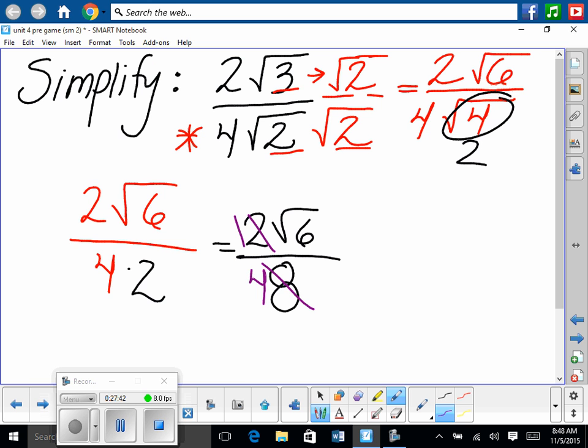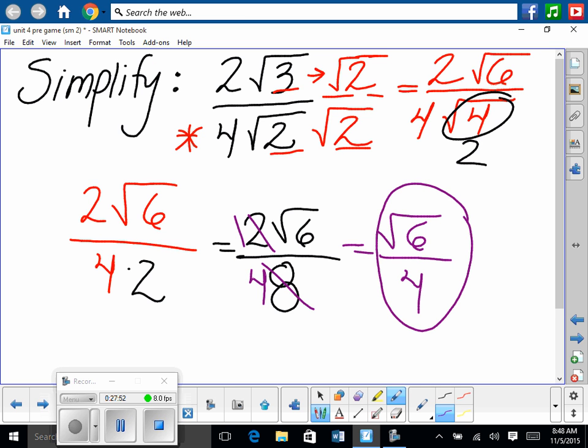Very good, Caden. So on top we have 1 times the square root of 6, which is just the square root of 6. And on bottom we have a 4. Very good. This would be our most simplified answer. Now once again, you would really need to make sure that all your radicals are completely simplified, because you are going to have a few on your worksheet where you'll have to simplify them further. Okay, do you feel comfortable to try some of these on your own?